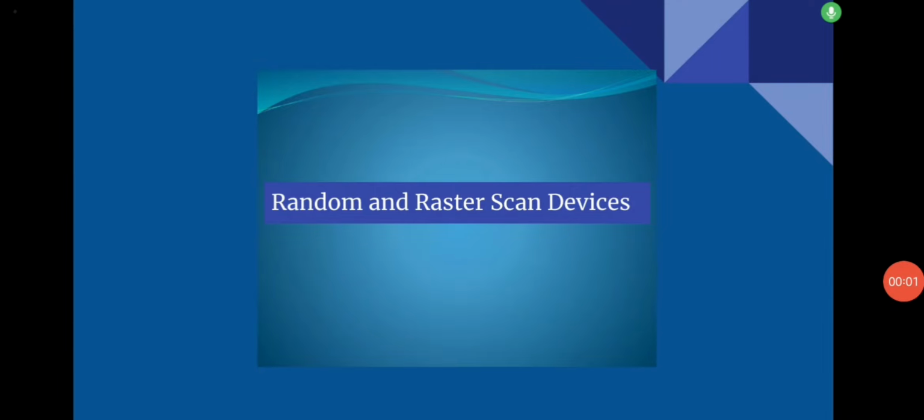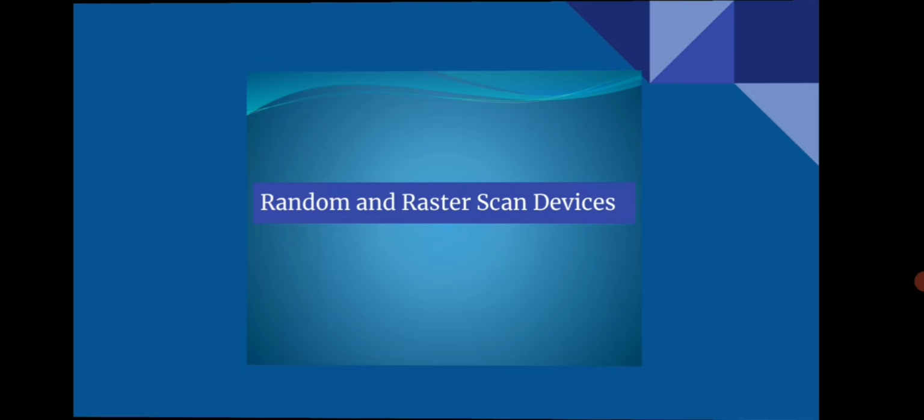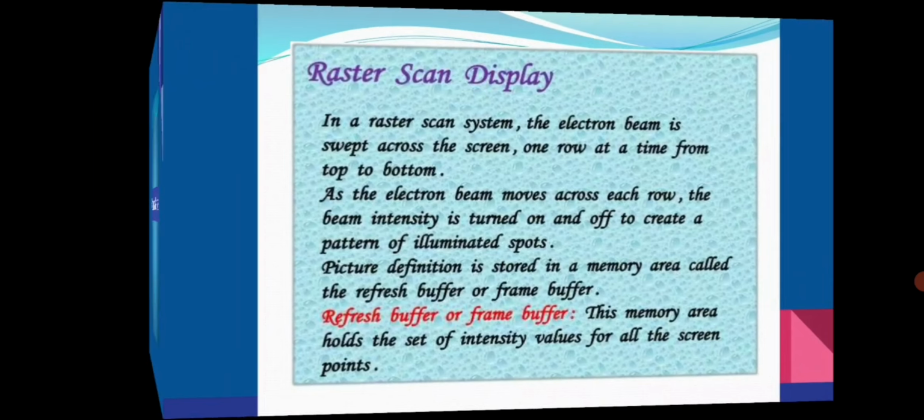In this video, we are going to see about the next type of video display devices. They are the random scan and raster scan devices. Let us see first of all what do you mean by raster scan and what is the random scan device.